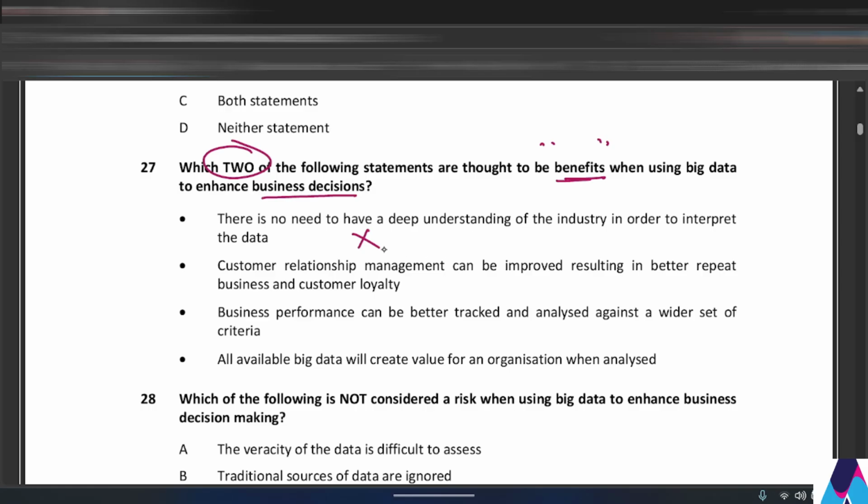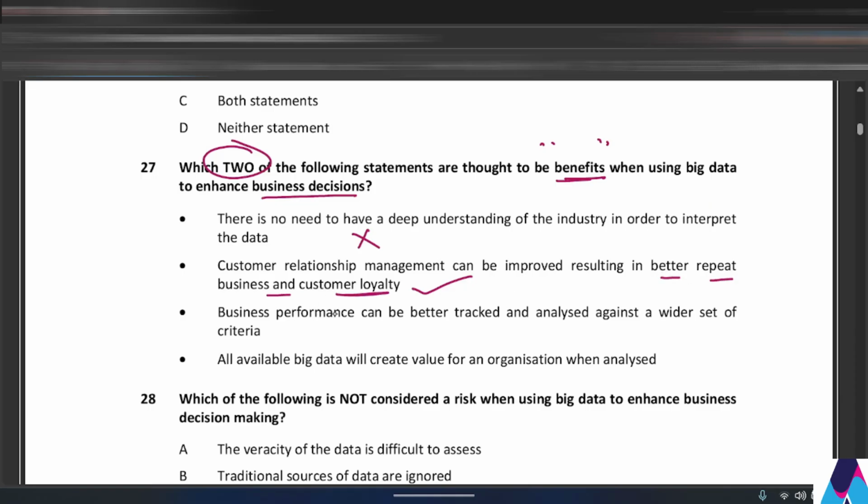So you should have a deep understanding of the industry to interpret the data more accurately and more correctly. Now, the second one says the CRM, customer relationship management, can be improved, resulting in better repeated business and customer loyalty, which is actually correct because CRM, the name suggests, is software that manages the relationship you have with your customer. So it can be improved if there's better repeat business and customer loyalty.